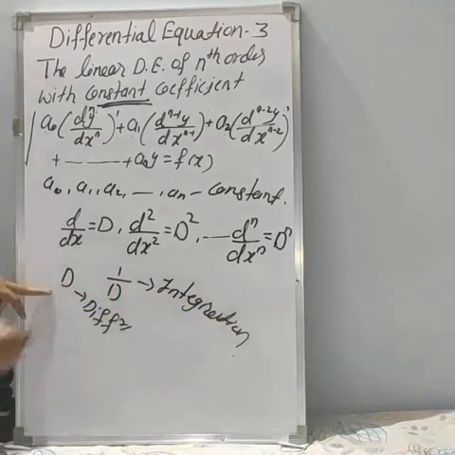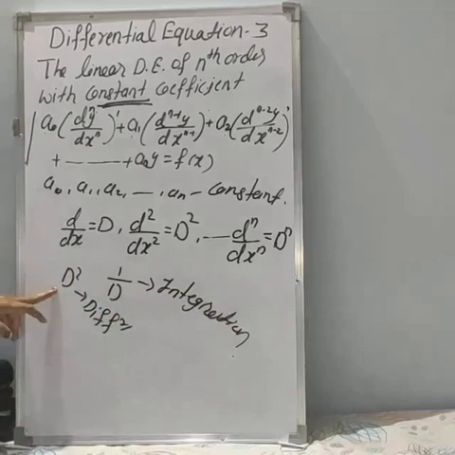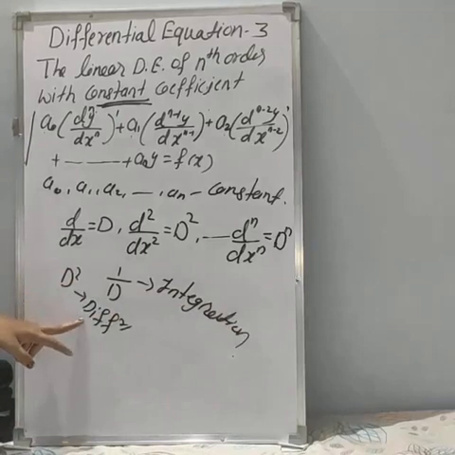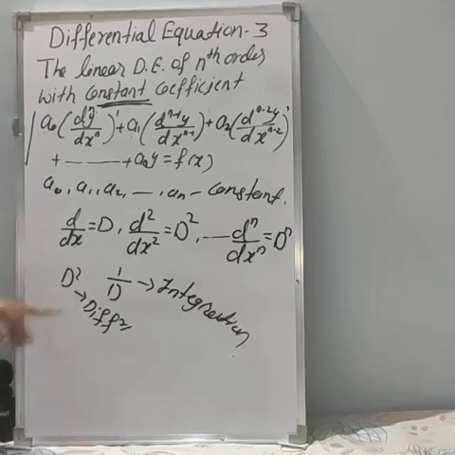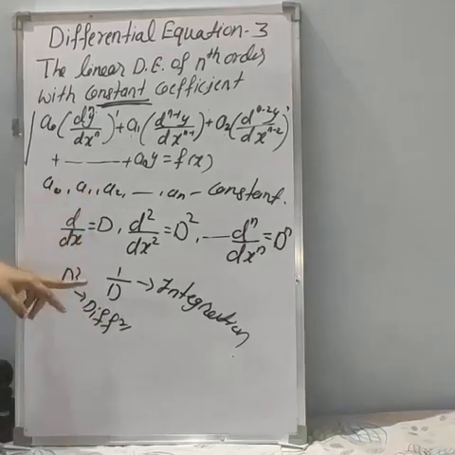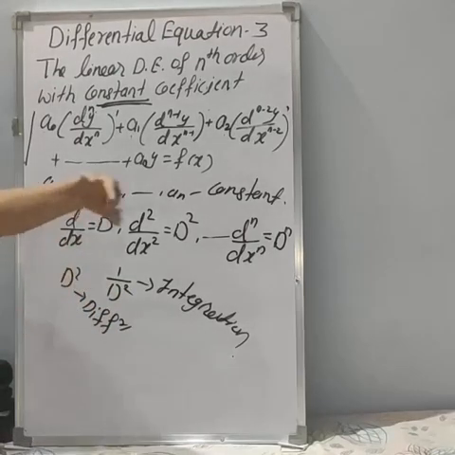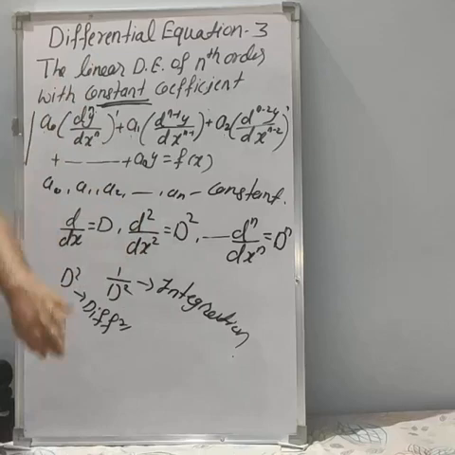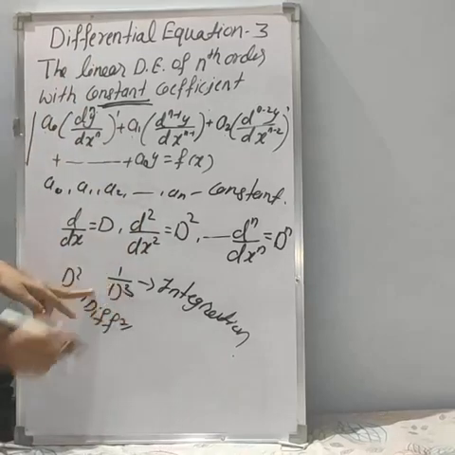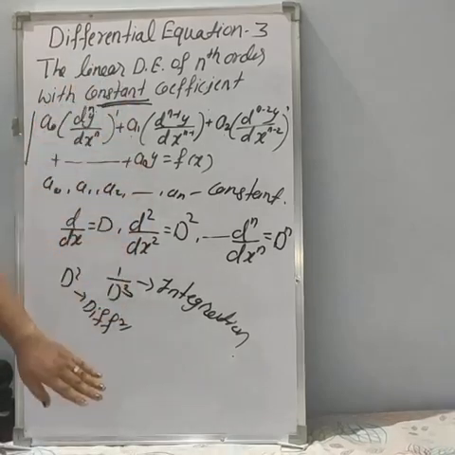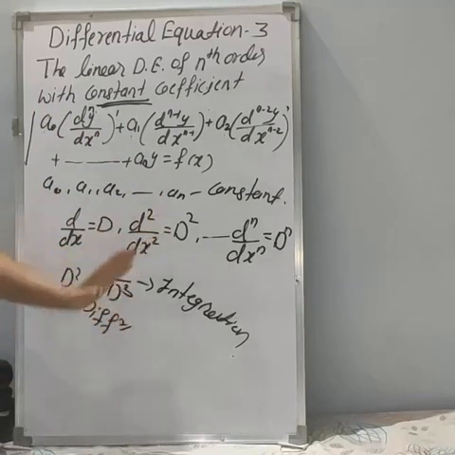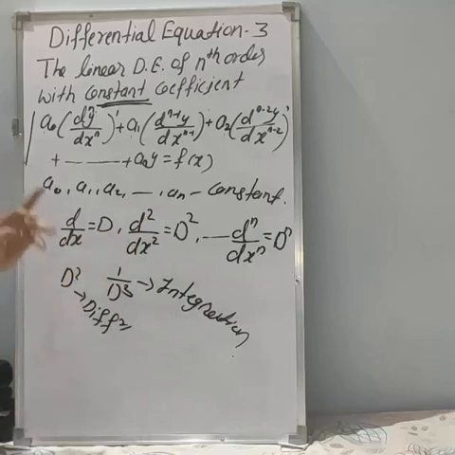Similarly, D square is nothing but second order differentiation. D cube is nothing but third order differentiation. Similarly, 1 upon D is the first integration. If you are having 1 upon D square, it is second order integration, means we have to integrate one more time. If you are having 1 upon D cube, we have to integrate again one more time, means 3 times. We have to integrate the given function 3 times. Please remember this, this is very important. Capital D is differentiation, 1 upon D is integration.